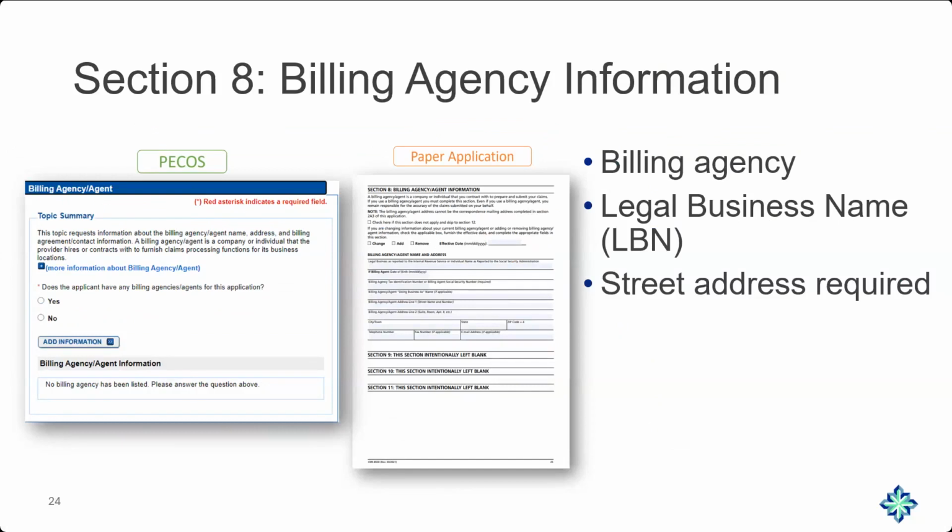Billing agency information, this is going to be if an outside company is being used to do the billing for the enrolling entity. So this is not in-house billing. This is we contract with ABC Billing to submit all of our claims. So we do need billing agency information. We do need their legal business name, and we do require a street address because that's where the claims are coming from. So again, fraud prevention tool, we do need that street address. And as you can see, it's going to ask you a series of questions in PECOS versus on that paper application. But it is going to ask you all of the same information.